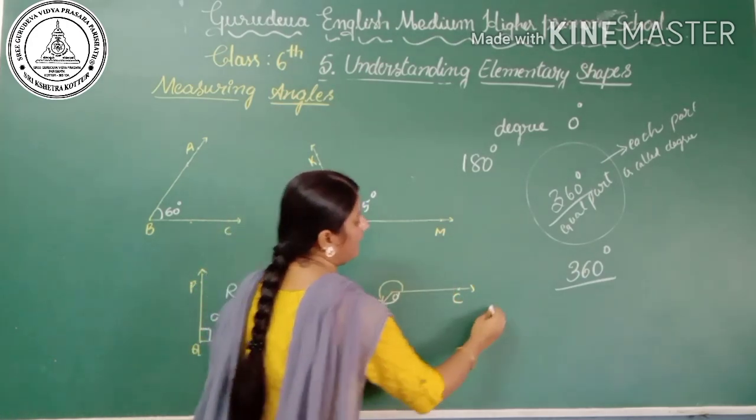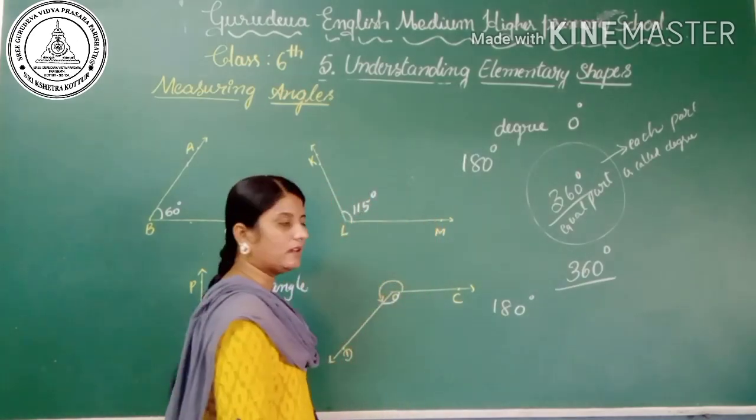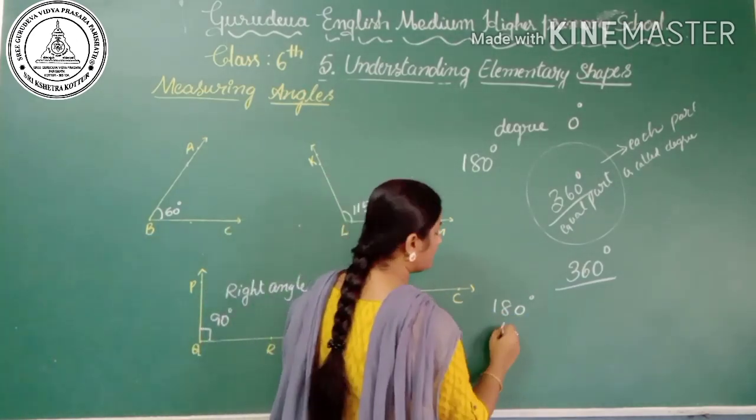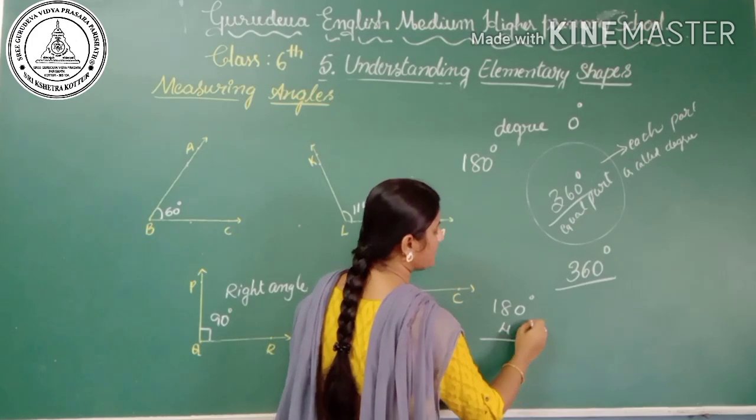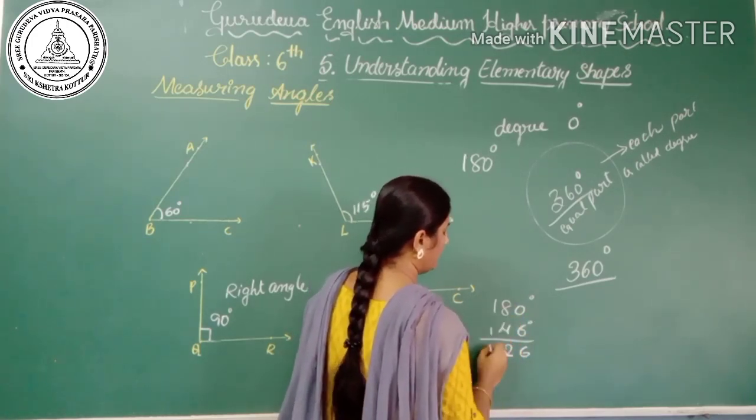So 180 degrees is the straight angle. Why? Because it has two right angles. So 180 plus 46. How many degrees?